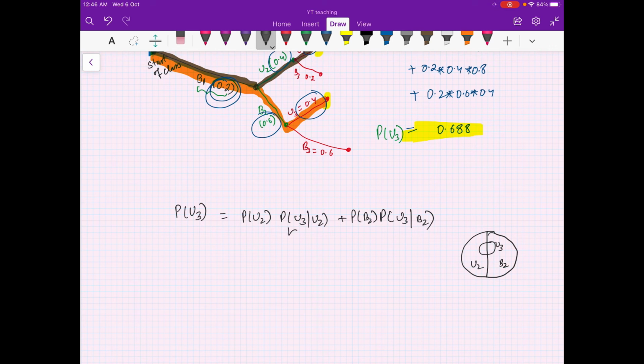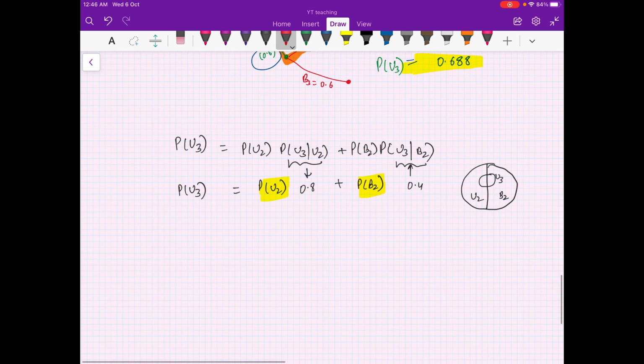Right. Now what is this probability? Probability of success, like up to date, when last week also she was up to date, 0.8. And what is this probability? That is the probability of up to date when last week she was behind. So this is 0.4. Now we can compute this probability of U2 and probability of B2. How? We can compute it like this.